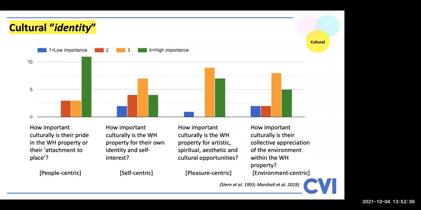Once again, we pose some questions to the workshop group and seek responses. And so here, for example, how important culturally, how important to identity is pride in the property or attachment to the place? How important is it for a person's own identity and self-interest? How important for the artistic, spiritual, aesthetic, and cultural opportunities? And how important is the appreciation of the environment within the World Heritage property? And again, this is linking across to the cultural identity.